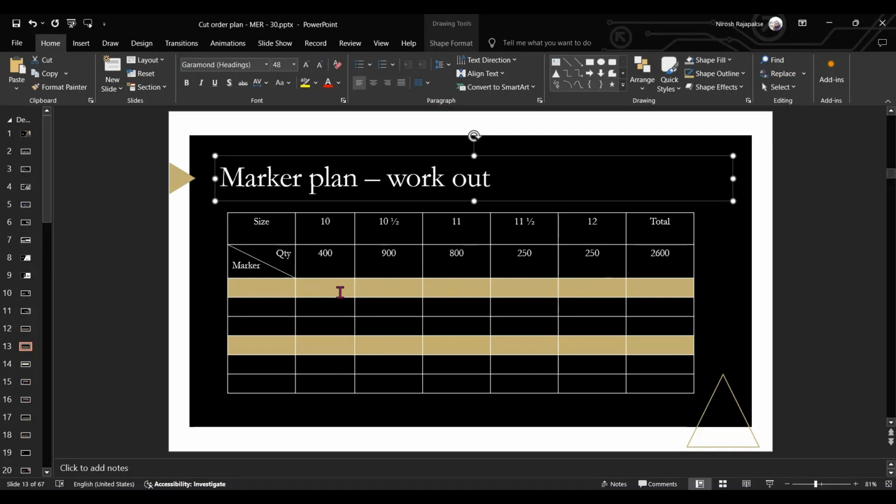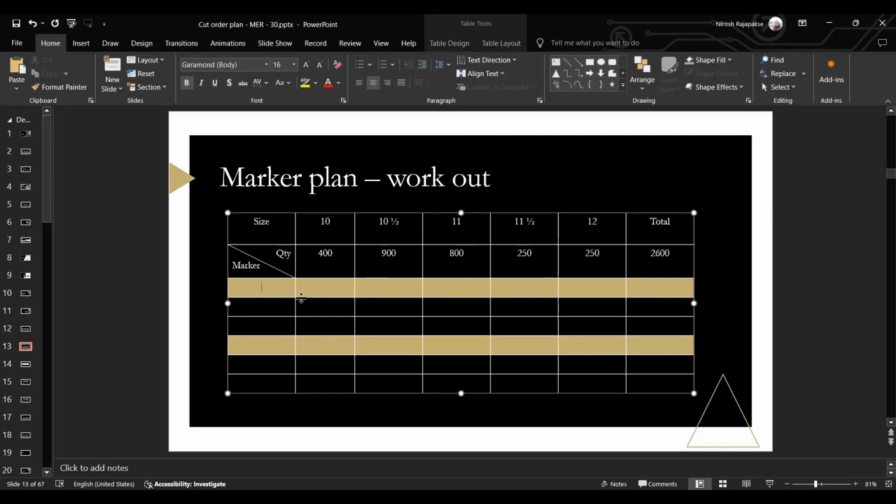If you can do this order within one marker, you shouldn't go for another marker, a second marker. If you can't achieve it within one marker, you can go for a second marker, not a third marker. Likewise, that's the requirement for the most efficient marker plan, the optimum marker. We'll consider the first marker now. However, four garments you can mark.